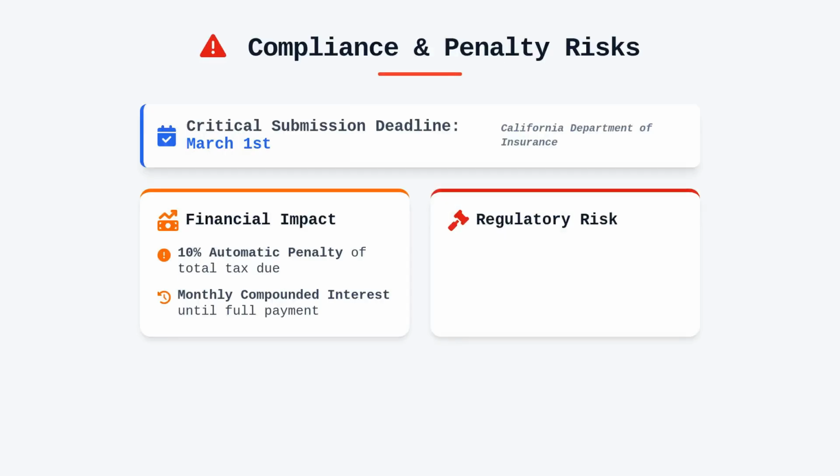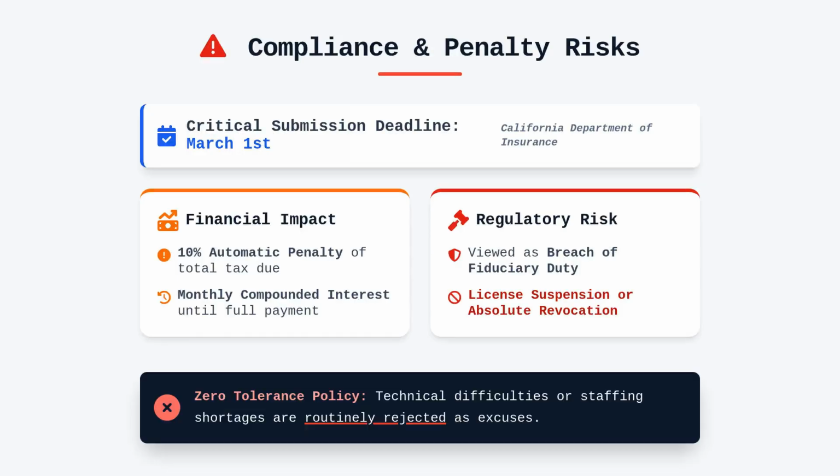Furthermore, persistent late filings or systemic reporting errors are viewed by the commissioner as a breach of fiduciary duty, which can lead to the suspension or absolute revocation of your surplus lines license. The state views timely tax collection as a matter of market integrity, meaning that administrative oversight is rigid and excuses regarding technical difficulties or staffing shortages are routinely rejected.